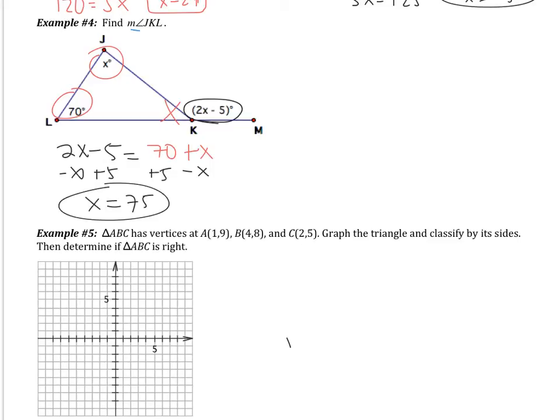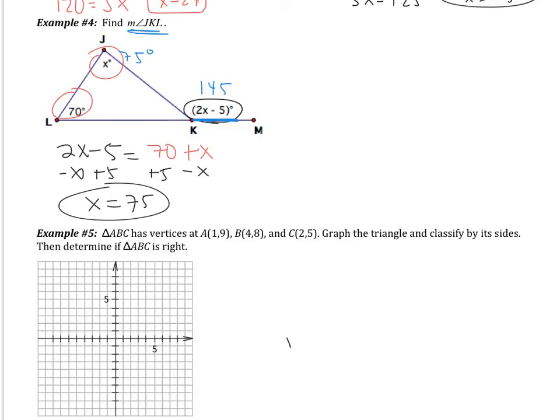Now, the problem asks for angle JKL. So the problem asks for this angle right here. So let's substitute that 75 in. Well, I know that angle J is 75 degrees. And then this angle right here, I have 2 times 75, which is 150. Subtract 5 is 145.